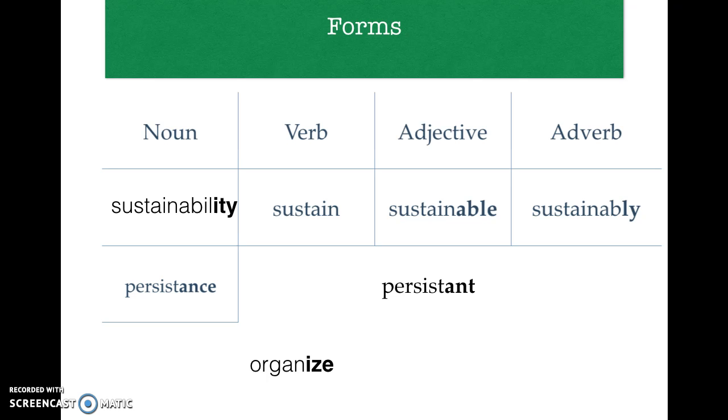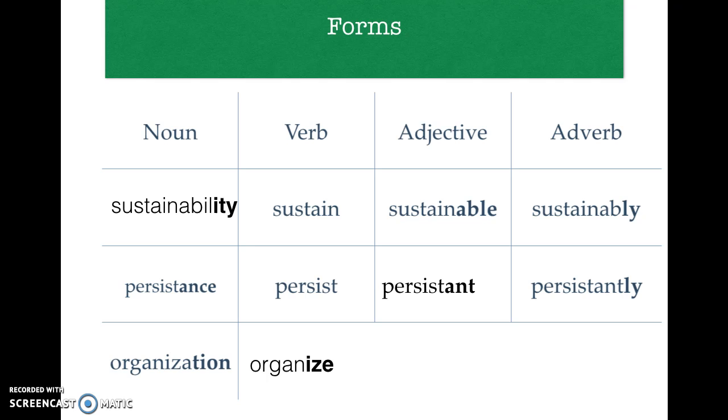The next one, persistence. Again, ance is the noun form. Persist is the verb form. Persistent and persistently. Okay, so able, ant, going to indicate adjectives. Next one, organization. Organize, ize is the verb ending. Organized, and there is no adverb form. Very often there's no adverb form. There might be one missing. Okay, so look at those endings, change the suffixes, change the form.